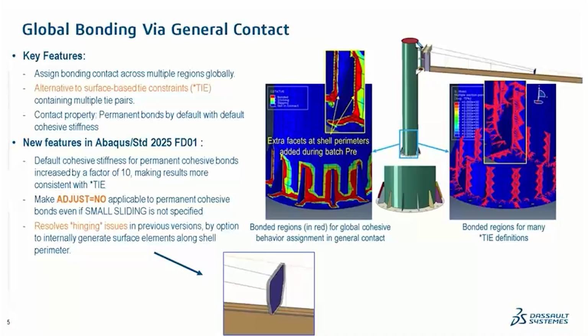So now we can also do global bonding via general contact. One would ask, why would I use global bonding? I've been using tie and it's been working perfectly fine. Why would I go about it? There are certain very teeny tiny features where, when users create a tie contact, it gets into a hinging issue where you don't have a surface element. So now you can define that.